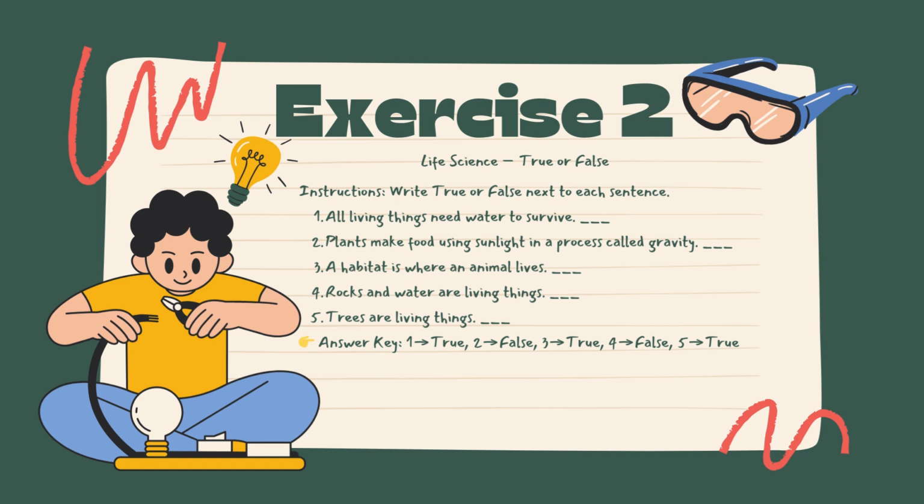3. A habitat is where an animal lives. ___ 4. Rocks and water are living things. ___ 5. Trees are living things. ___ Answer key: 1 → true, 2 → false, 3 → true, 4 → false, 5 → true.